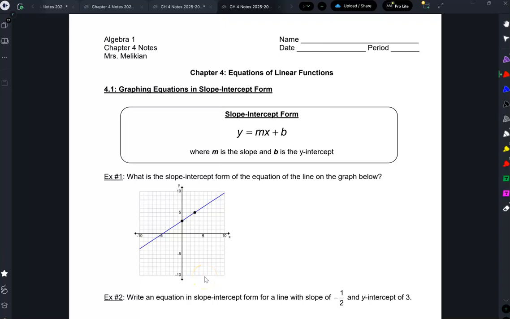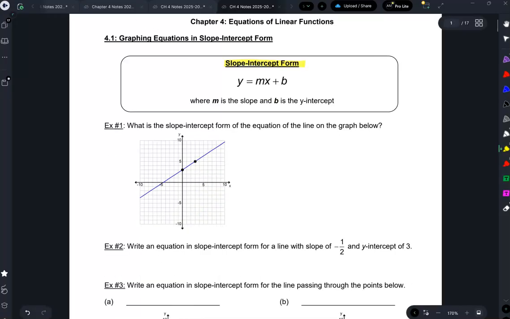We are going to talk about a new form of a linear equation, and that form of the linear equation is called slope-intercept form. Okay, slope-intercept form. So now we know what slope is. We know what the intercepts are. Now we're going to put it all together.